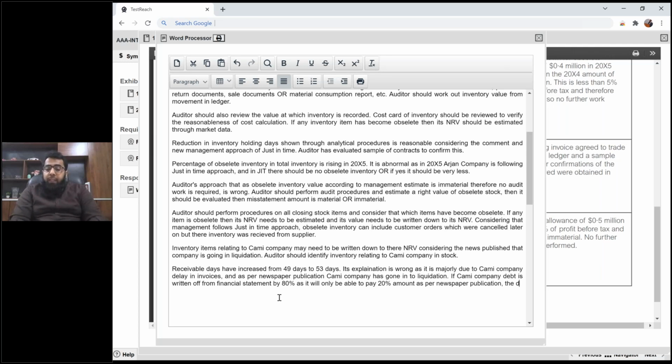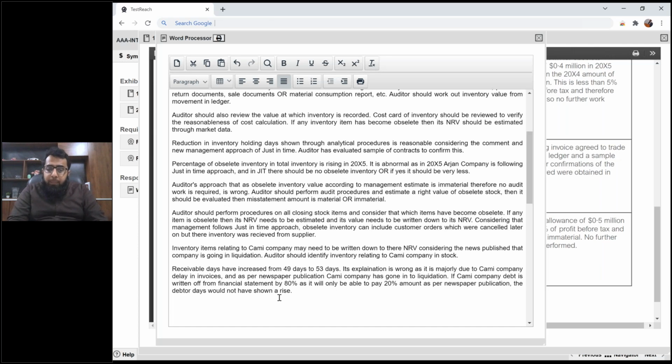the debtor days would not have shown a rise. The debtor days have increased from 49 to 53 days, and you say that it is due to delaying Chemie company invoices. Wrong. It is because you are not writing off the Chemie company debt. 80% of the Chemie company debt should be written off because the newspaper publication says that it will only be able to pay 20% of the amount.